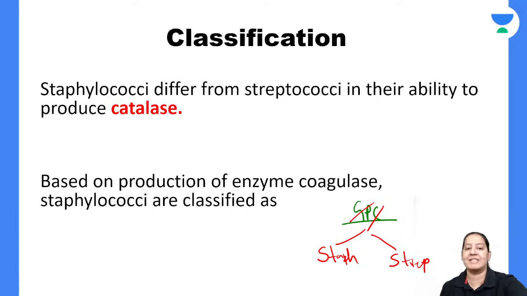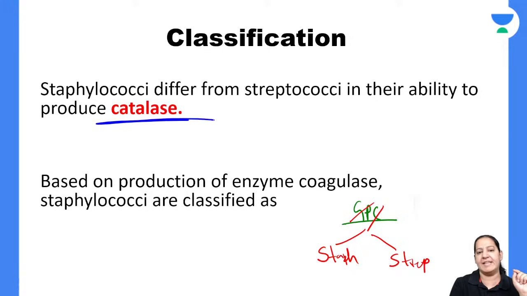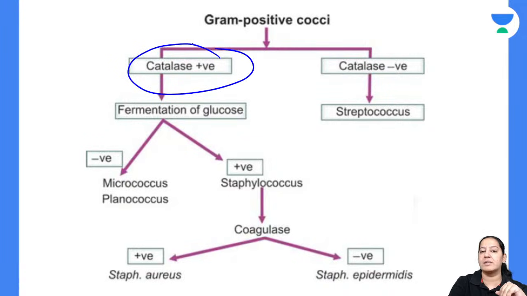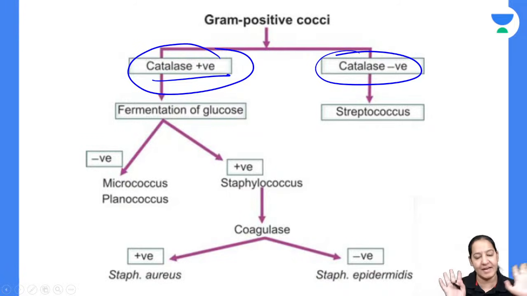It is the catalase. You have to see the catalase. Staphylococcus and Streptococcus can be differentiated based on their catalase ability. Catalase is an enzyme which is present inside Staphylococcus. So Staphylococcus are catalase positive, but Streptococcus are catalase negative. The first thing which differentiates them is the catalase, so look for the catalase enzyme.